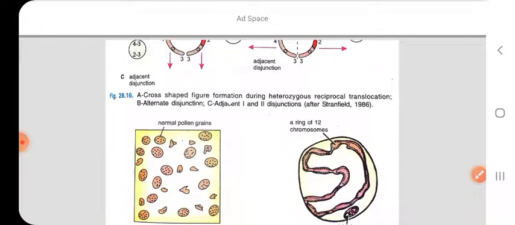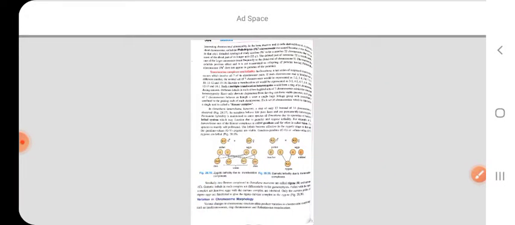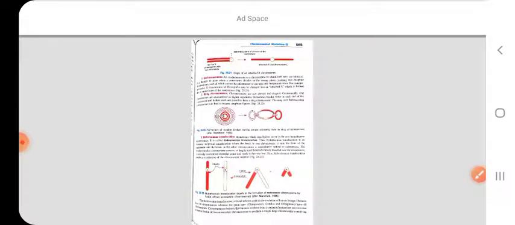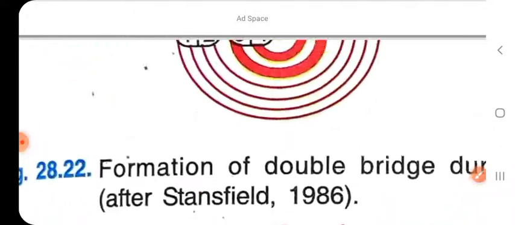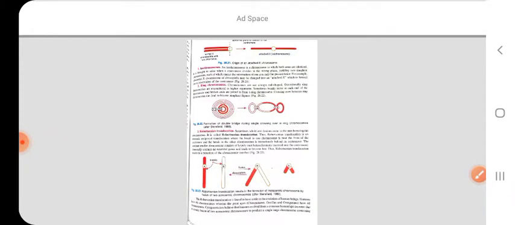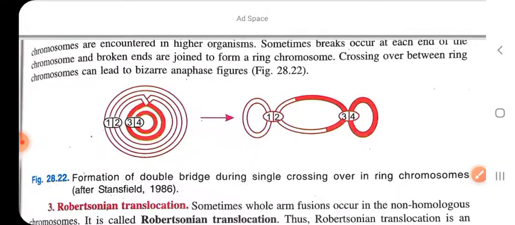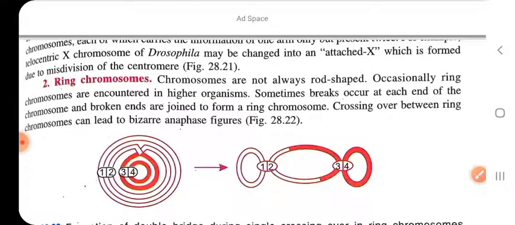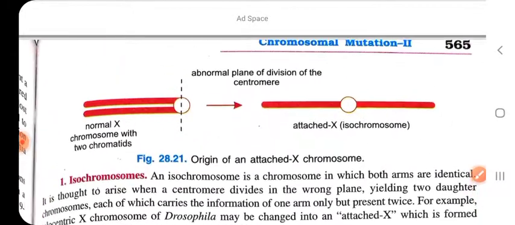Now, what is the significance of this type of translocation? Let us see. The significance of the translocation is that translocation may cause change in the morphology or appearance of the chromosome by centric fusion between the two acrocentric chromosomes.